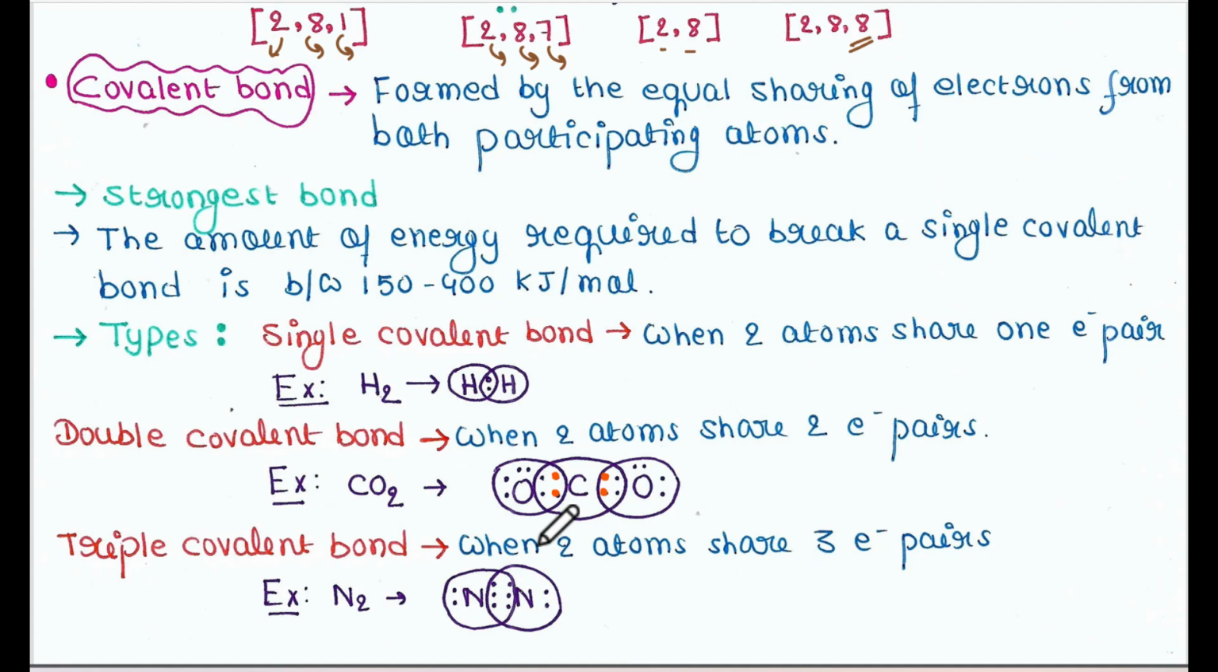Single covalent bond, when 2 atoms share 1 electron pair. For example, hydrogen molecule. So one hydrogen molecule has 2 hydrogen atoms, and each hydrogen atom contains 1 electron. So 2 electrons from 2 hydrogen atoms are getting shared, and they will form 1 hydrogen molecule. Double covalent bond, when 2 atoms share 2 electron pairs, for example, CO2, carbon dioxide.